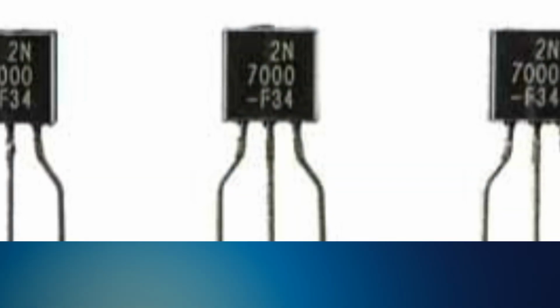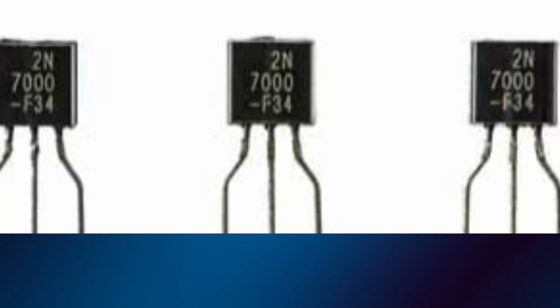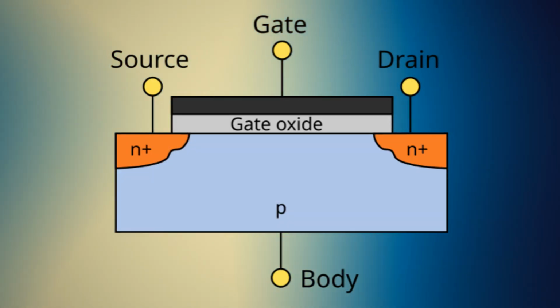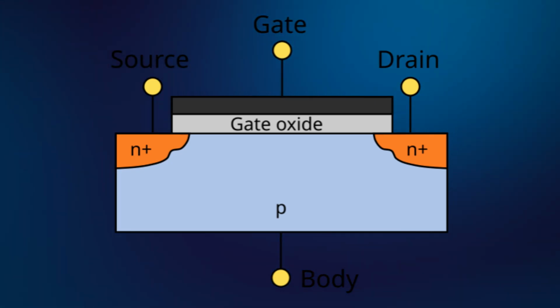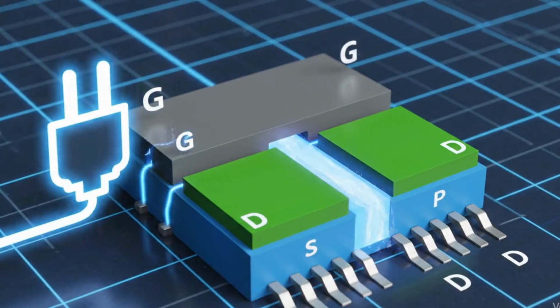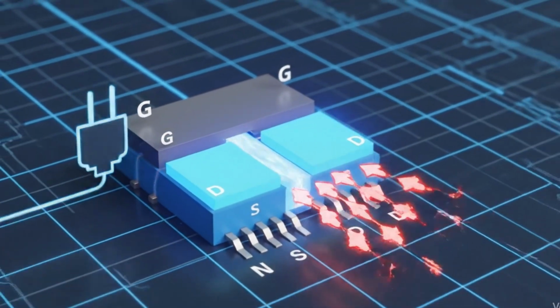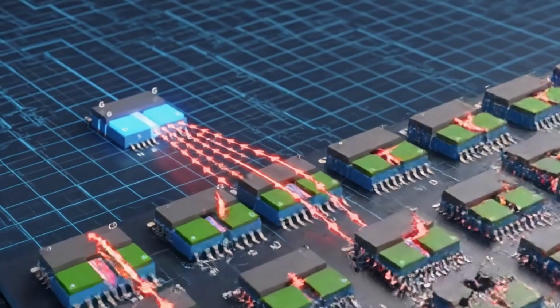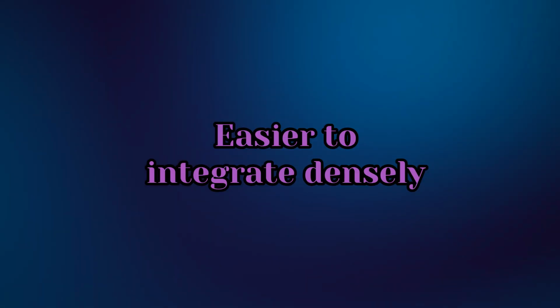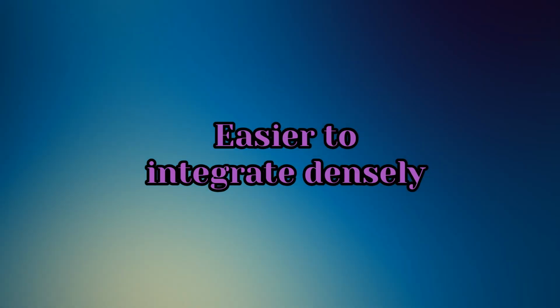Field effect transistors, on the other hand, are voltage control devices. In ICs, we mostly use MOSFETs, which have four terminals. The key idea is that the voltage applied to the gate creates an electric field that modulates the conductivity of a channel between the source and the drain. FETs have simpler structures, consume less static power, and are easier to integrate densely on silicon chips.